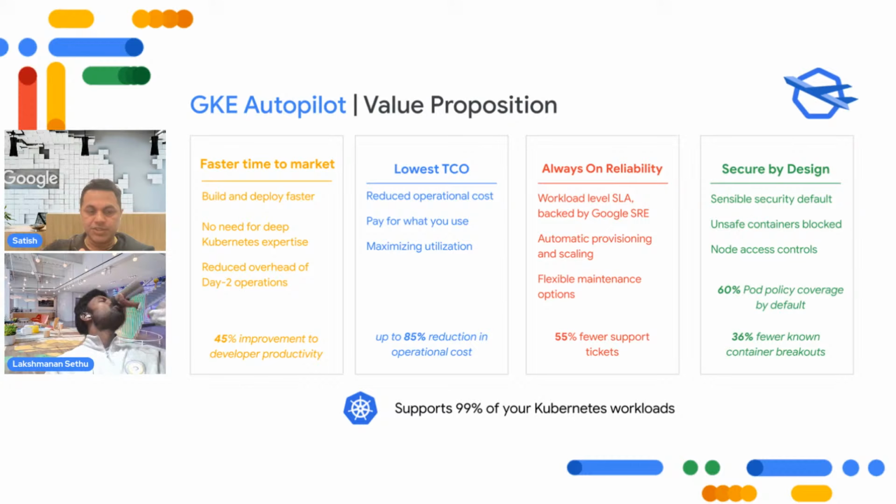From a reliability perspective, we offer a workload level SLA. This is the only Kubernetes service that offers a workload level SLA, backed by Google SRE. From a provisioning and scaling perspective, it's all done automatically, so you have a better SLO and flexibility, with different maintenance and release channels. Those are the options that give you more reliability.